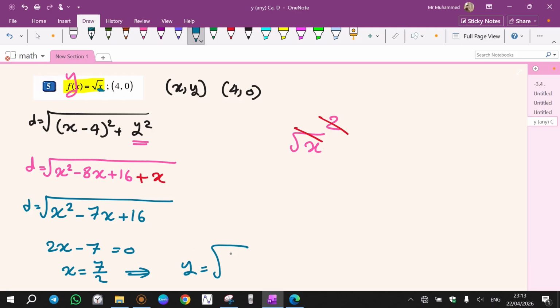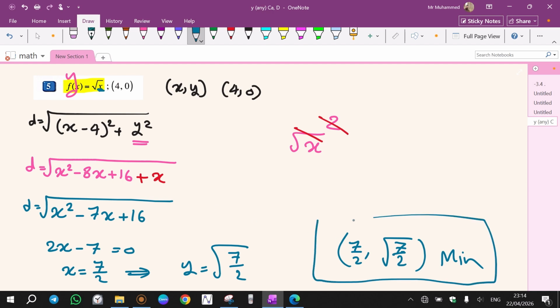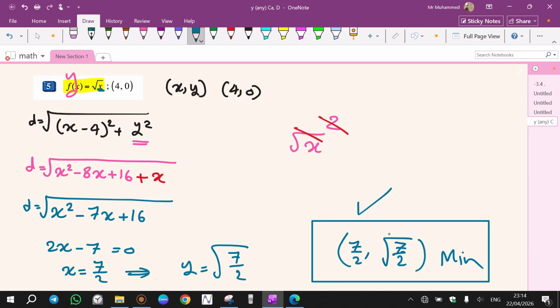That's it. When x is 7 over 2, if I want to find y, put x back here, y equals radical 7 over 2. So the point 7 over 2 and radical 7 over 2 is the shortest or the closest point to the point 4, 0, which is on this graph. This question has been in Wizari once, and the multiple choices were points, and that was the right answer. That was in the choices.